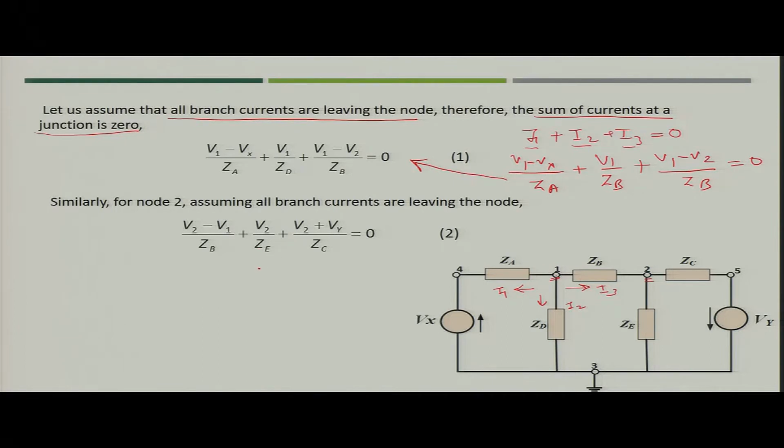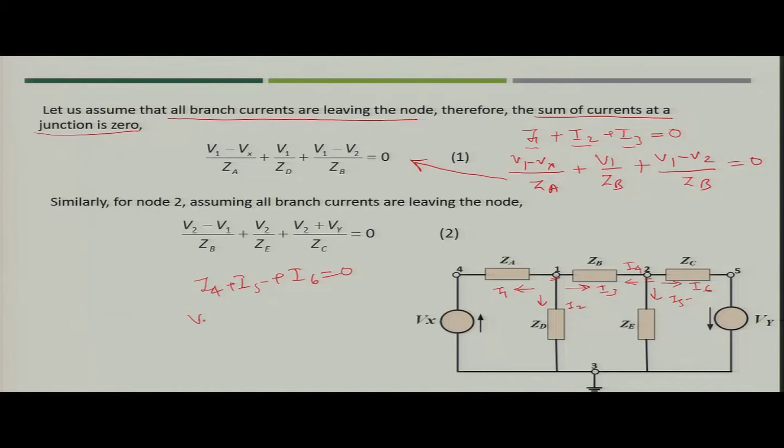Similarly, for node 2, you can assume that in this case also the currents are leaving, say I4, I5 and I6. Here I4 is nothing but minus I3, but let us assume that I4 is different and is coming out of node 2. So, I4 plus I5 plus I6 is equal to 0.